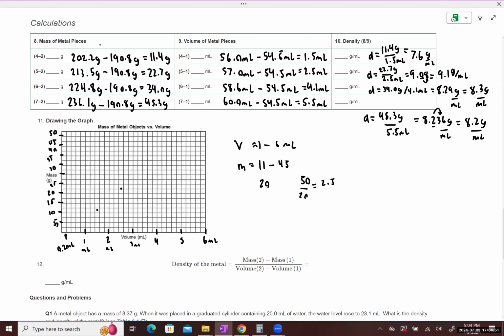The third data point, we have a mass of about 34 and a volume about 4.1. So 34 is about here. 4.1 about here.